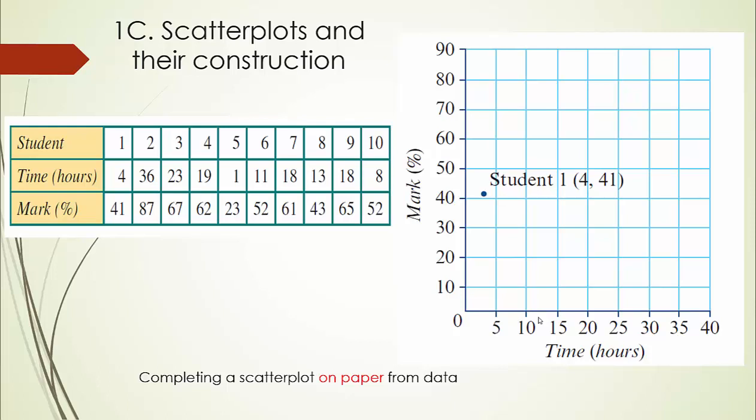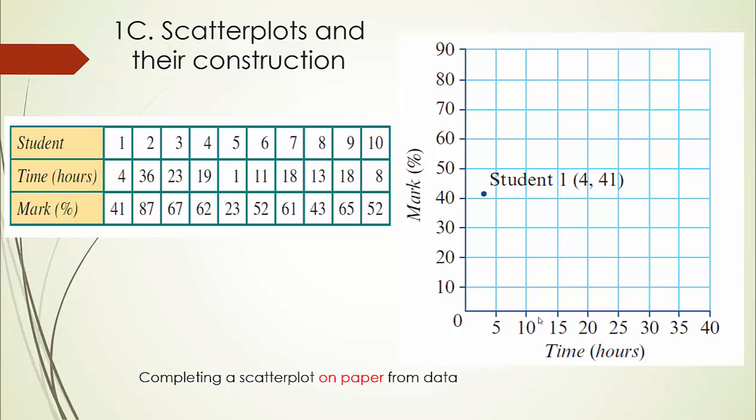First row, students 1 to 10, is not part of the data. That's just to identify individual responses. But the middle row, time, is your explanatory variable, so that goes on the horizontal. Number of hours spent studying, and the response is the mark gained for doing that work as a percentage. As you can see, the first student has been plotted. So that student spent 4 hours studying and got 41%.